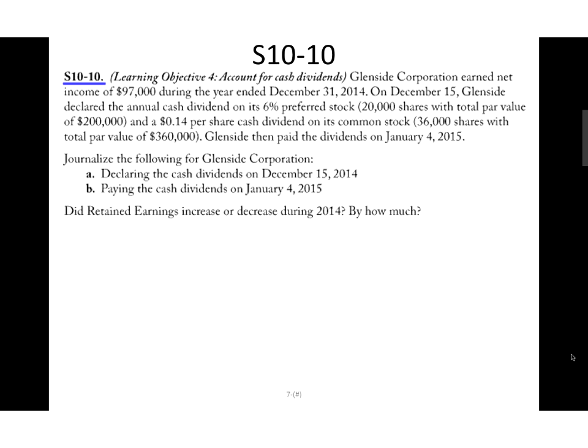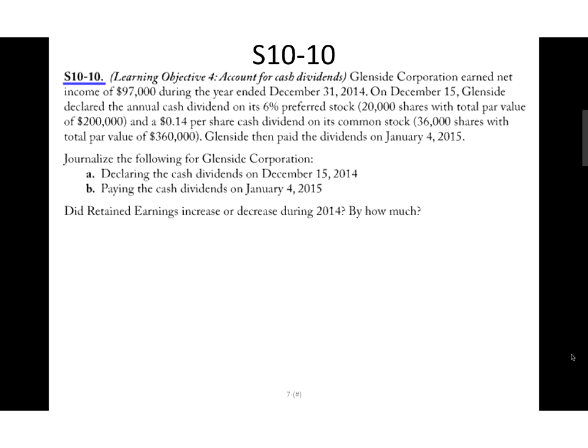Okay, so we're going to go on to a homework problem. Homework problem 10-10. We're looking at accounting for cash dividends. So Glenside Corporation earned net income of $97,000 during the year ended December 31st. On December 15th, Glenside declared the cash dividend on its 6% preferred stock and a 14 cents per share cash dividend on common stock. What's neat about this exercise is we're going to see the difference between a preferred dividend and a common stock dividend, because they are different.